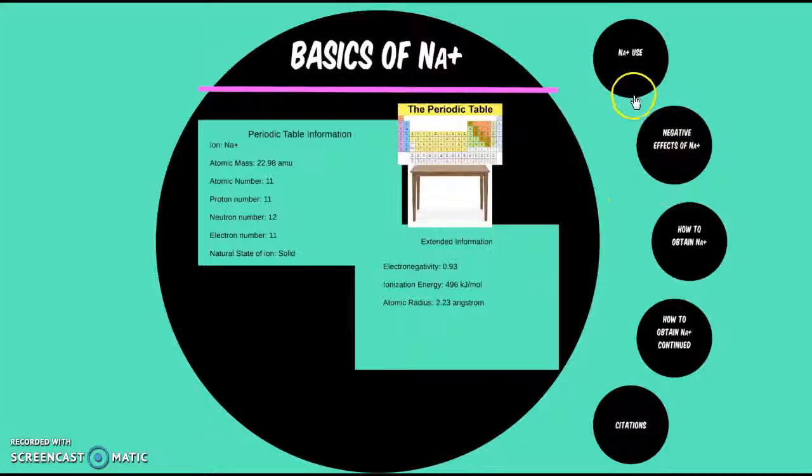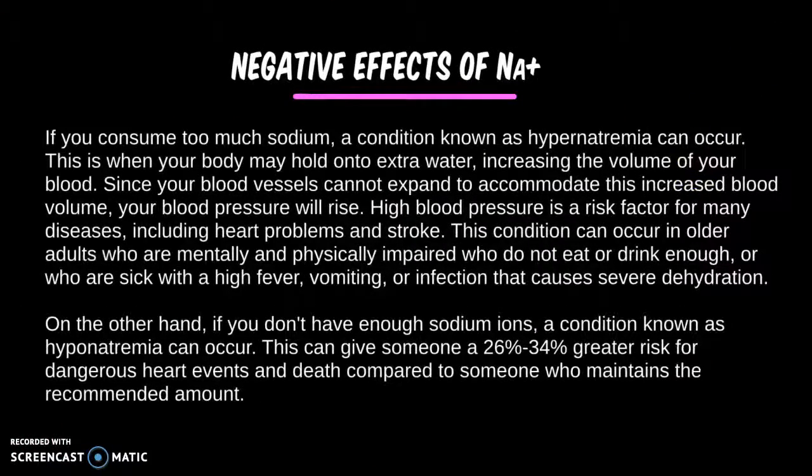Since we just talked about the benefits, let's talk about the negative effects of Na+1. If you consume too much sodium, a condition known as hypernatremia can occur. This is when your body may hold on to extra water, increasing the volume of your blood. Since your blood vessels cannot expand to accommodate this increased blood volume, your blood pressure will rise. High blood pressure is a risk factor for many diseases, including heart problems and strokes.